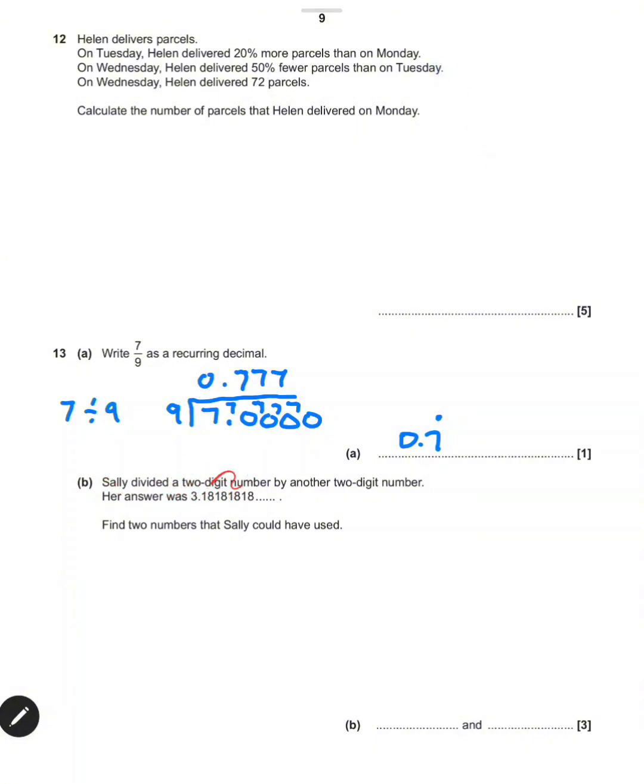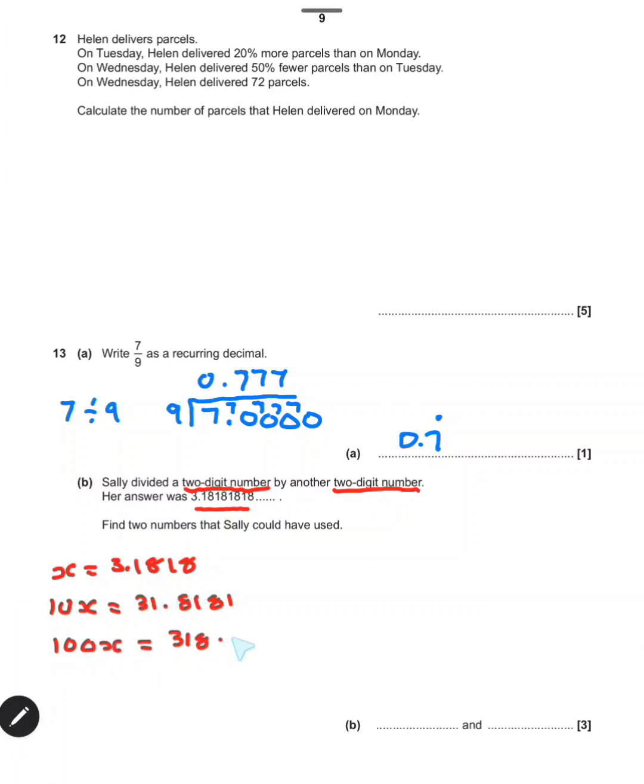Part B, Sally divided a 2-digit number by another 2-digit number and got 3.1818, etc. That is telling you to turn this recurring decimal back into a fraction. So we're going to use algebra to do that. We can say x equals the recurring decimal that we've been given. We will work out what 10x is, and all that happens is these digits move one place to the left. So we get 31.8181.